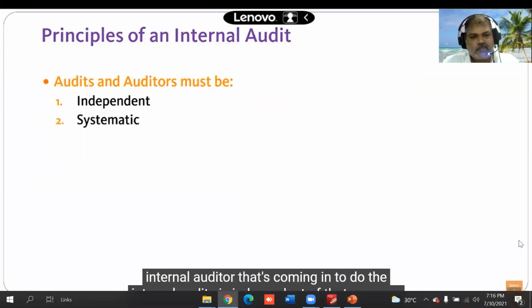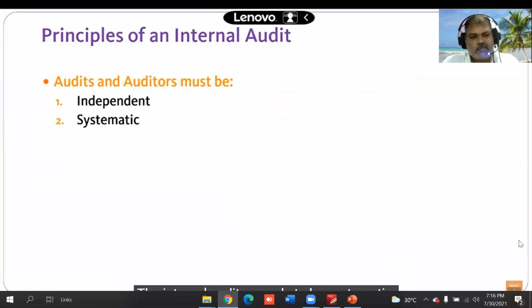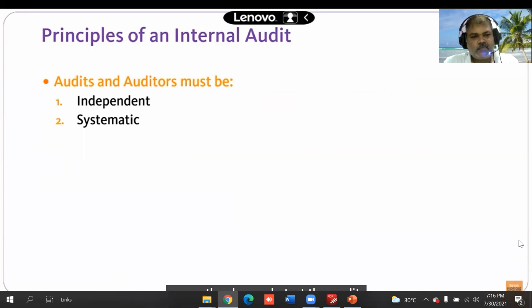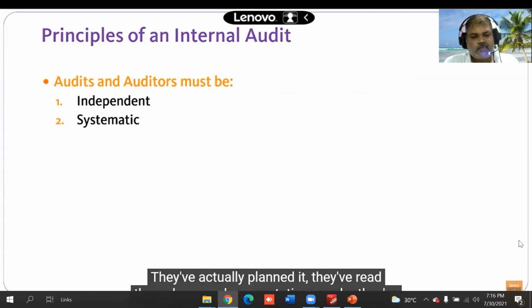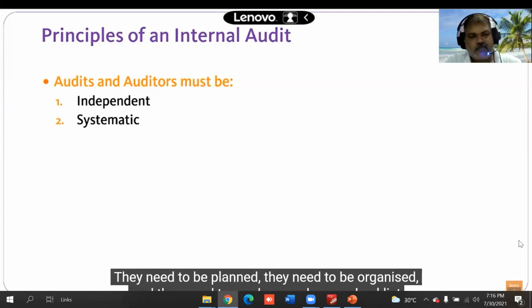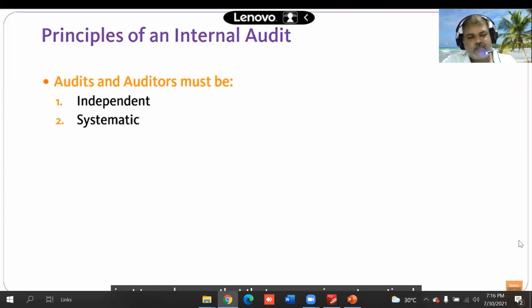The internal auditor needs to be systematic. So they need to conduct the planning. They need to plan carefully before they actually go in and do the audit. They don't just turn up on the day and start the audit. They've actually planned it. They've read through some documentation, maybe they've done some early interviews with customers of that process. They need to be systematic, planned and organized, and maybe even have a checklist just to make sure that that process is systematized.